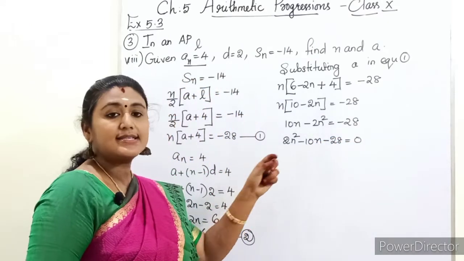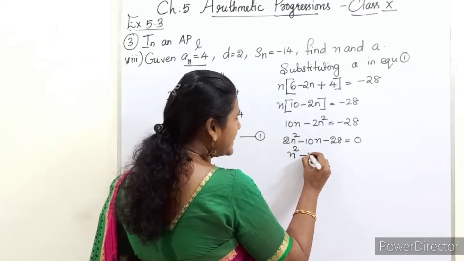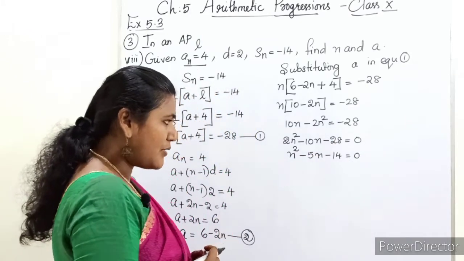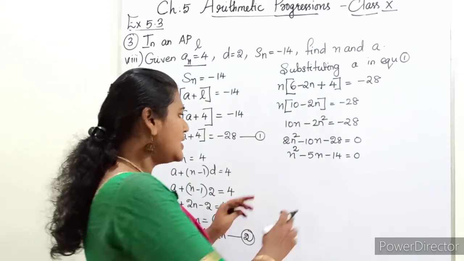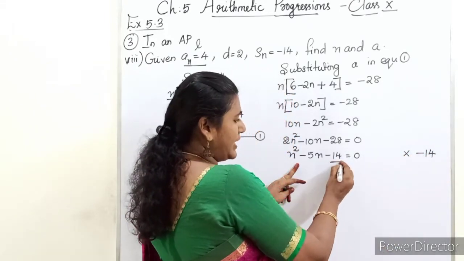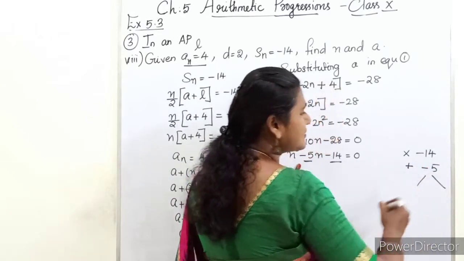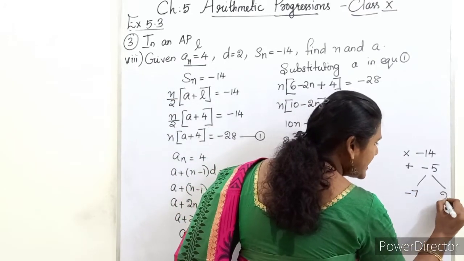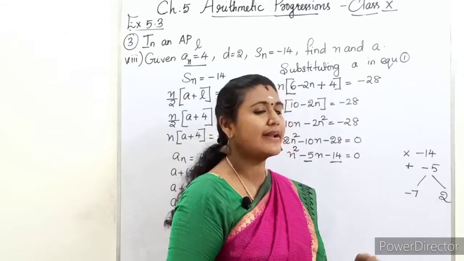Now we can divide this equation by 2 and we can reduce the equation as n square minus 5n minus 14 is equal to 0. Now you have to factorize. We have to find the value of n using factorization method. So you have to find two numbers whose product is minus 14 and the sum is minus 5. So the numbers are minus 7 and plus 2. When you multiply, you will get minus 14. When you add, you will get minus 5.